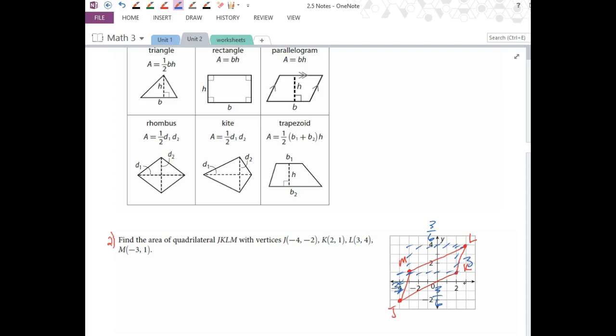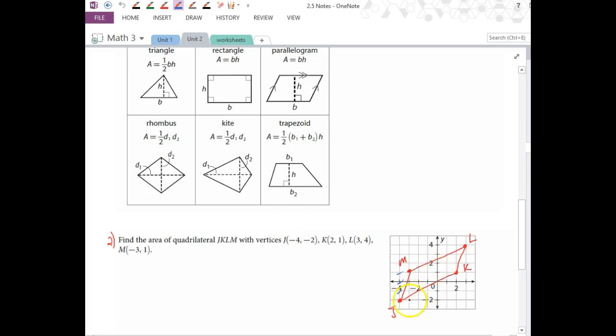Okay, so we can go about this 2 ways. Let's decide what length is going to be our base. I'm going to go back and undo my little tick mark so this isn't completely marked up. What length should be our base? Pick a base. JK? Okay, so JK is going to be our base. So we need to figure out the height.